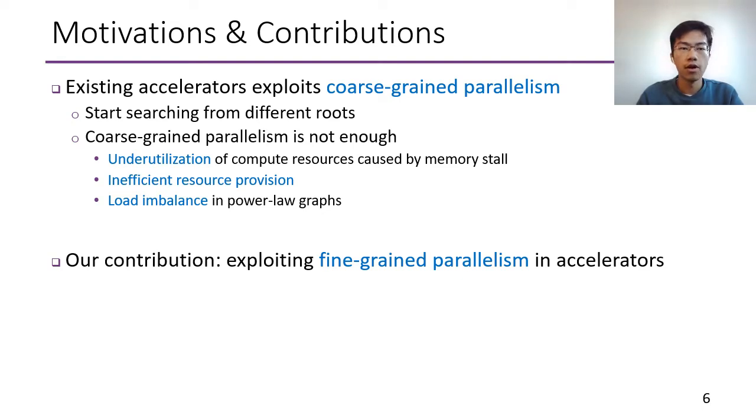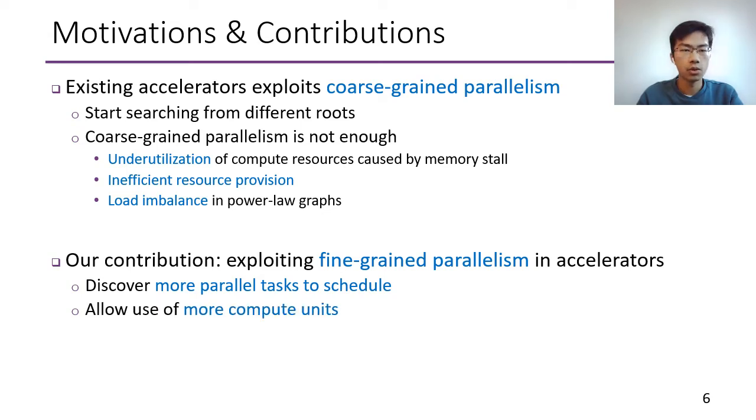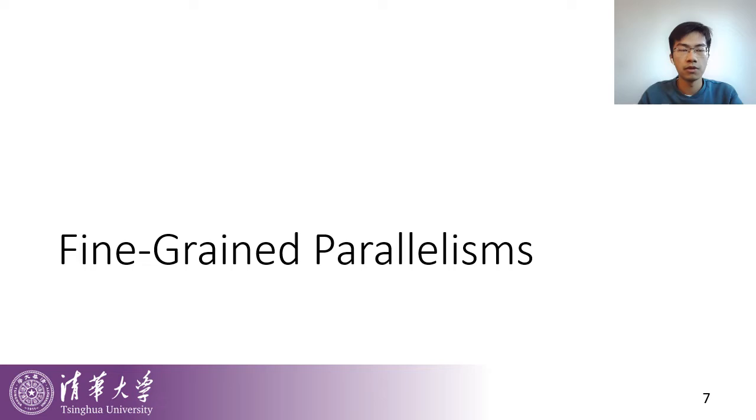First, it enables us to discover more parallel tasks to schedule. Thus, we may execute ready tasks first to hide memory stalls. Second, we can use more parallelly executing compute units in each processing element to amortize the cost induced by control units and caches. Third, we are able to achieve higher single-thread performance to maintain good performance even if we are faced with load imbalance. We will first summarize the 3 levels of fine-grained parallelism in pattern-aware graph mining, as well as the benefits and challenges to exploit them in hardware.